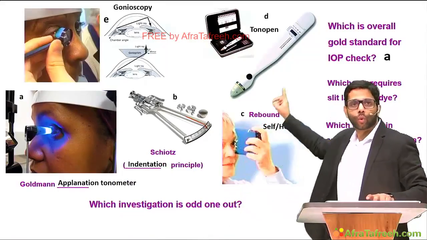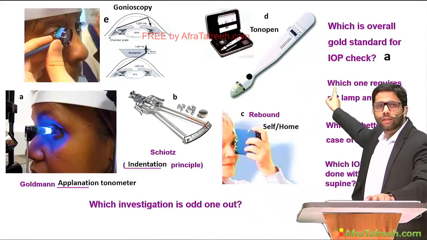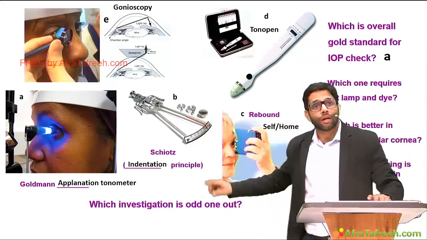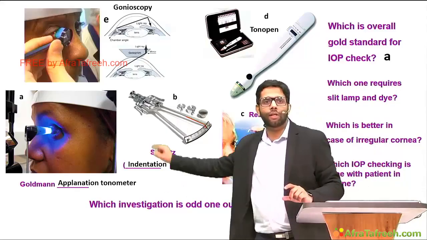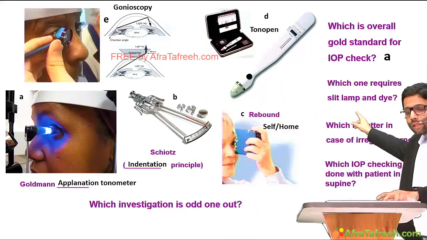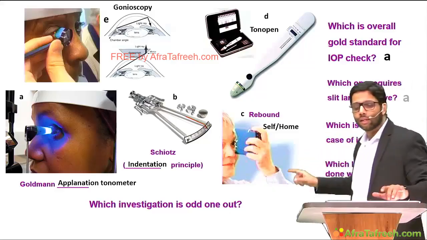That is the exception. The gold standard for IOP, intraocular pressure check, is the Goldmann applanation tonometer. Which one requires a slit lamp? Both Goldmann applanation and gonioscopy. But here the question is which requires a slit lamp with dye? Then the answer is Goldmann applanation. That is again option A.